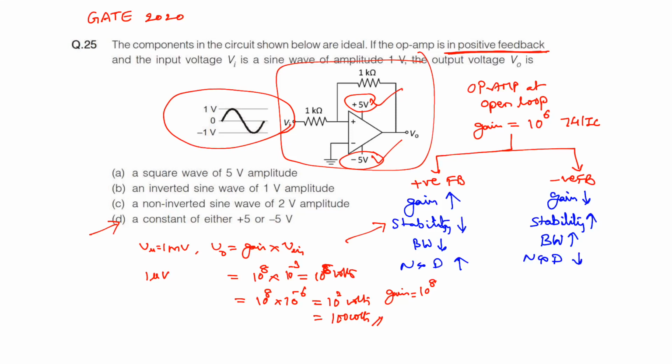So it may go up to plus 5 volts or it may go down to minus 5 volts, depending on the inputs. V0 is equal to plus 5 volts if the voltage at the positive terminal is greater than the voltage at the negative terminal. That means the voltage at the non-inverting terminal is greater than the voltage at the inverting terminal. And V0 is equal to minus 5 volts if the voltage at the inverting terminal is greater than the voltage at the non-inverting terminal.